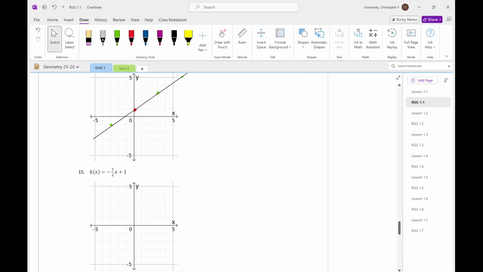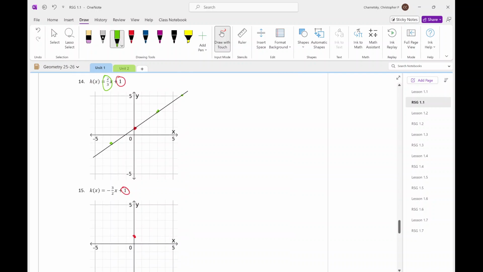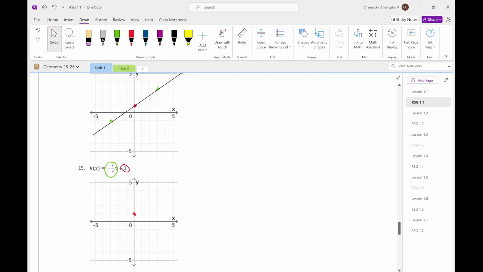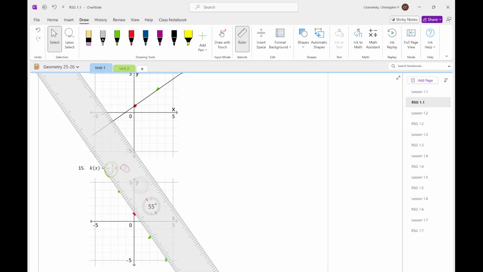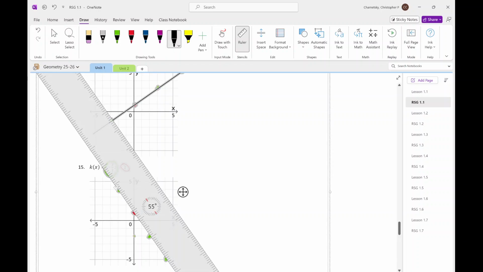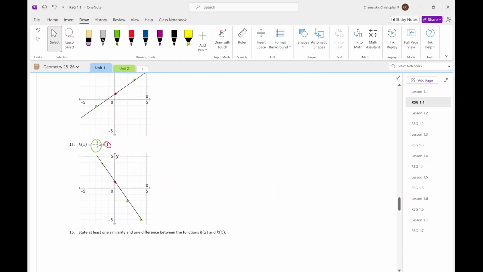Okay, and then for number 15, there's our y-intercept again at positive 1. And then a negative slope of down 3 over 2. So down 3 over 2, down 3 over 2. Backtrack that, okay. There's our line.